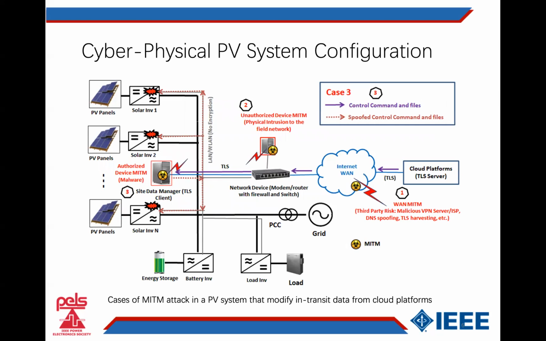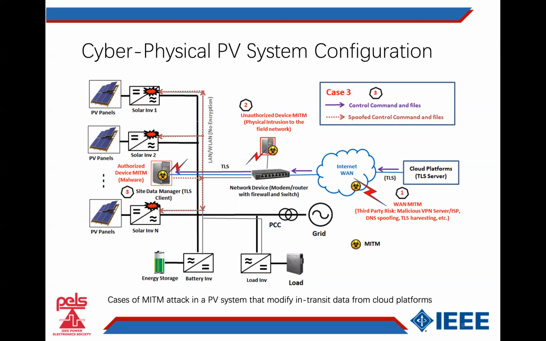This diagram shows a PV system consisting of multiple smart inverters connected to PV panels to supply local loads, common loads, a battery energy storage system, and power to the power grid. The cloud platform, which are the operator's remote center and vendor server, are connected to the PV system gateway through the wide area network using TLS.